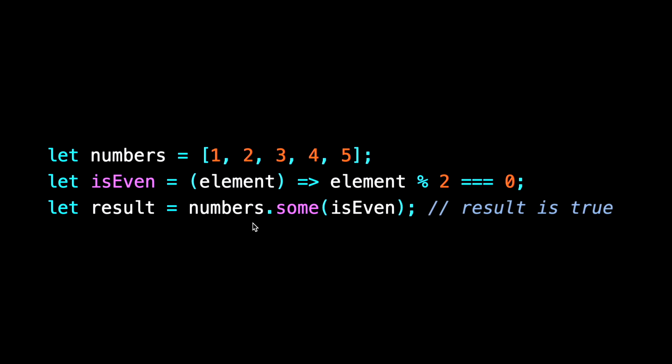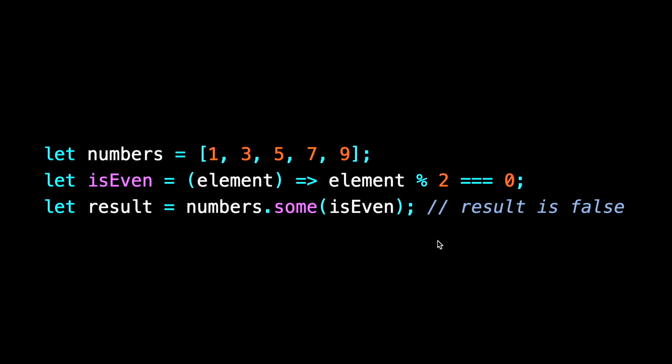The some method tests whether at least one element in the array passes the test implemented by the provided function. So this function tests if a number is even, and because at least one element in the provided array is even, it's going to return true. If no element in the provided array is even, then it's going to return false.